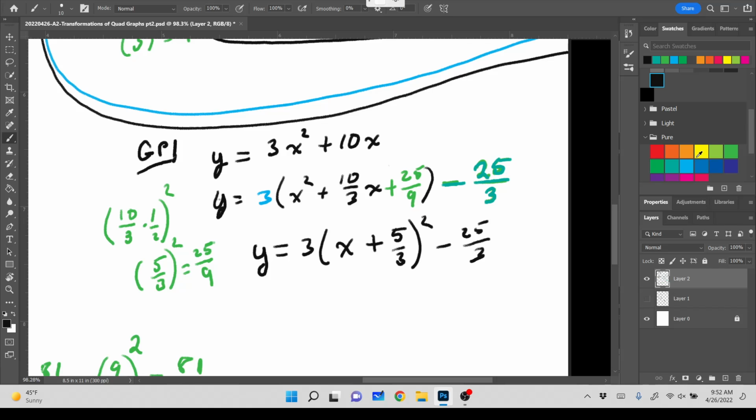Because remember, to get this number, you've got to multiply this one times this one. And then do the opposite on the outside.